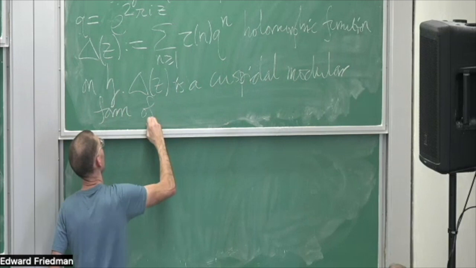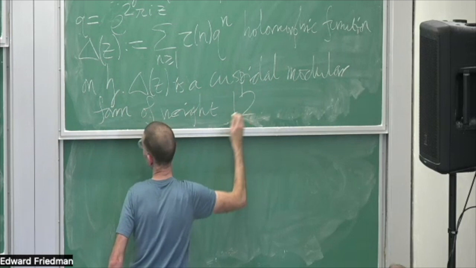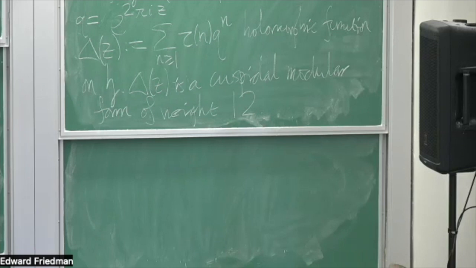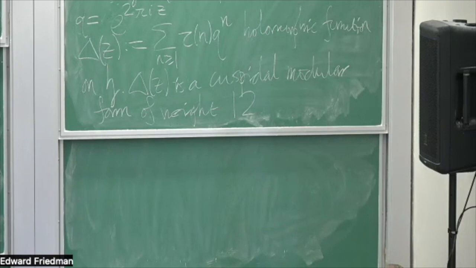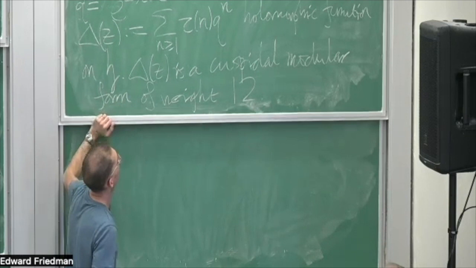Of weight 12. Indeed, this 12 has something to do with the 24 up there and with the 11. There's a more general theory of modular forms of other weights, and there are analogues of all this. There's not necessarily an analogue of that product, but there's an analogue of this conjecture of Ramanujan, where the weight minus 1 replaces the 11 and so on. But I'm just going to stick to this example.